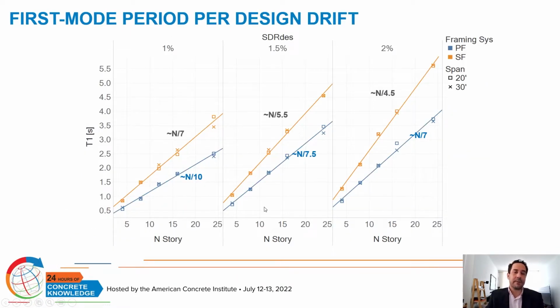Here we have a plot trend that shows how the first mode period scales with the number of stories. So the typical value of N/10 applies for perimeter frames that are designed for a 1% maximum story drift ratio, but the denominator diminishes all the way to 7 when we allow more flexible frames.